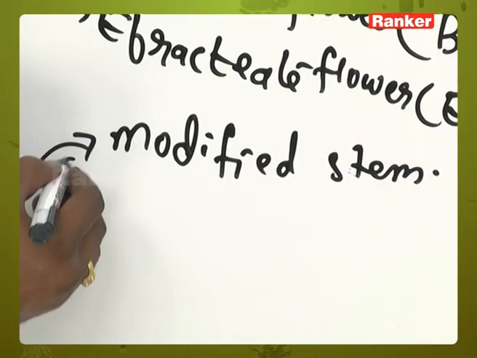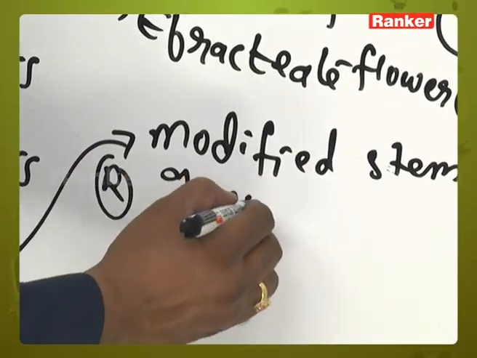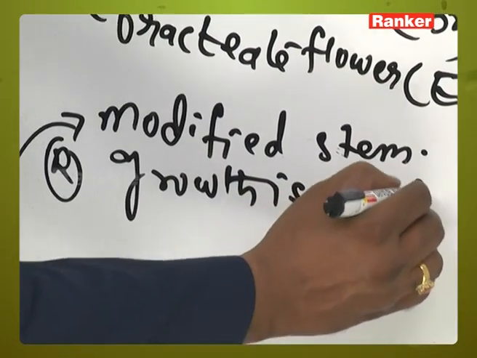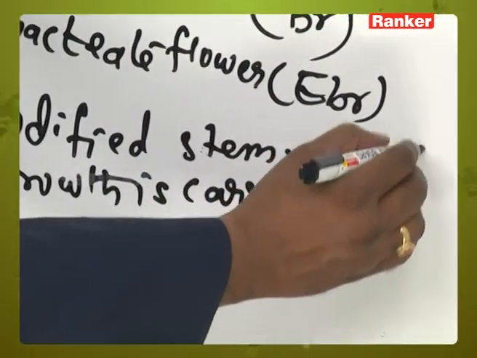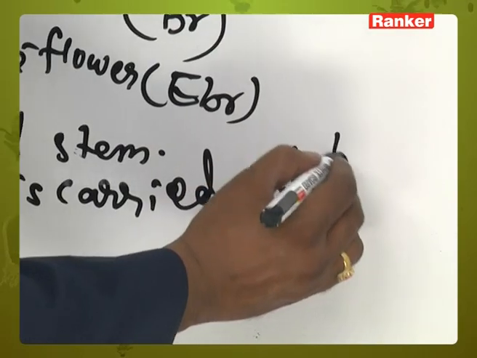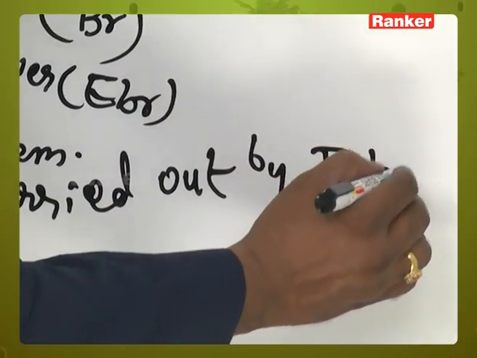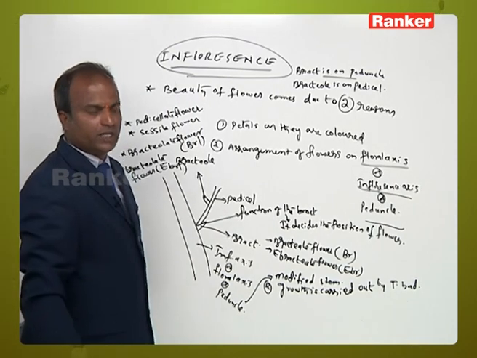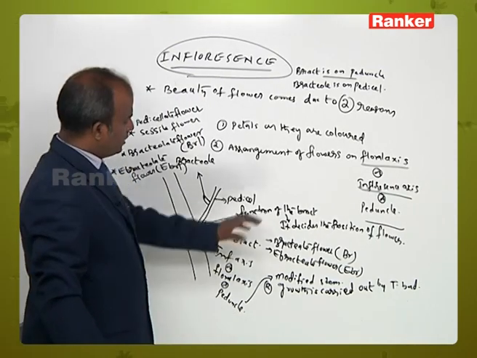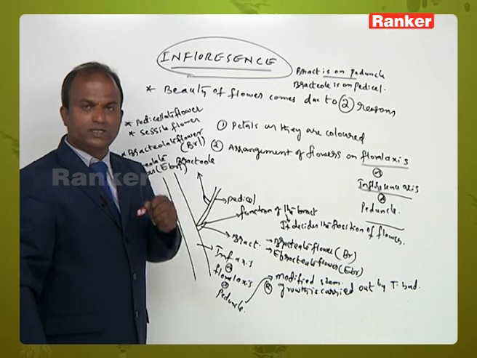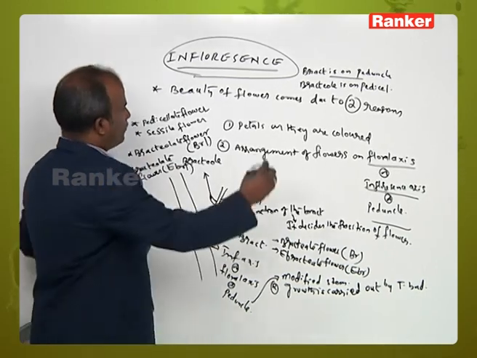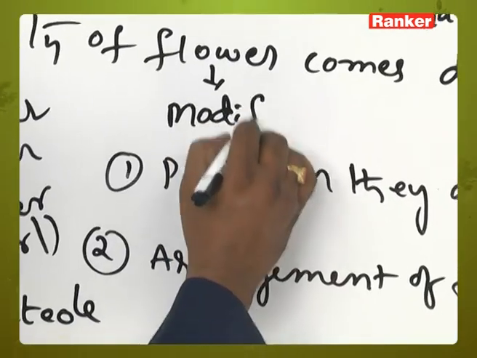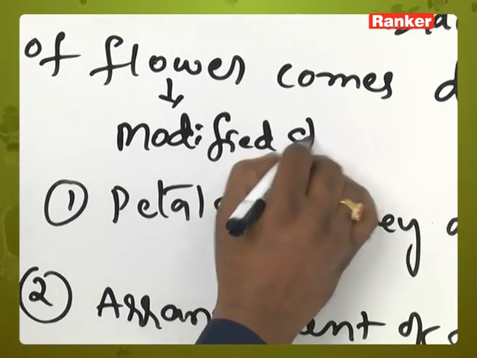Reason: growth is carried out by terminal bud. Now here, flower is a modified stem, can we call it so? Yes. Flower is a modified stem.